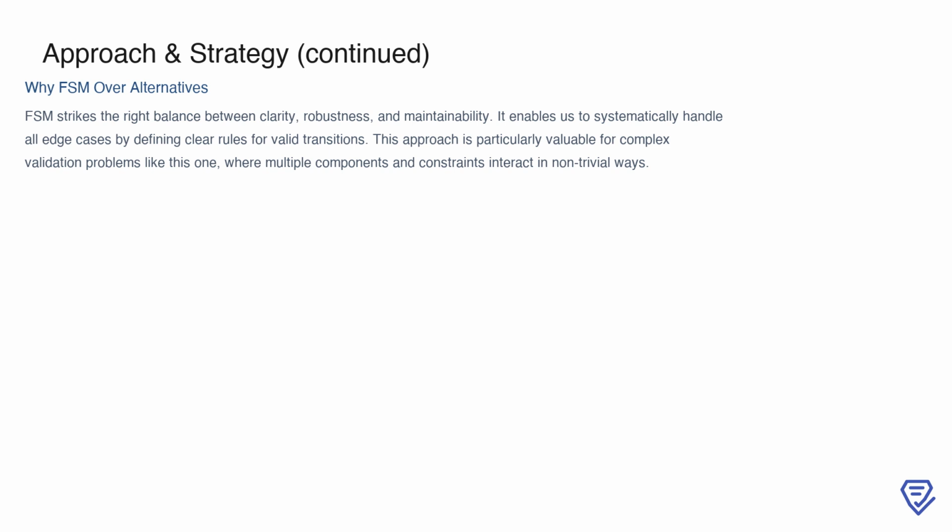Its systematic handling of edge cases through well-defined state transitions ensures that the solution is both comprehensive and easy to extend. This is particularly important for a problem like this, where multiple components and constraints interact in complex ways. By defining explicit rules for valid transitions, FSM reduces the likelihood of missing edge cases and creates a solution that is not only reliable but also easier to debug and modify. This makes FSM the most practical and effective approach for solving the valid number problem.